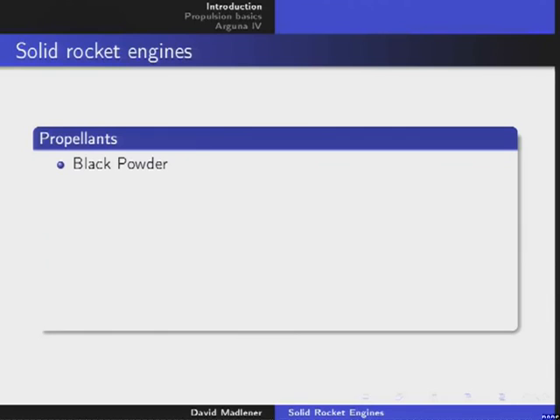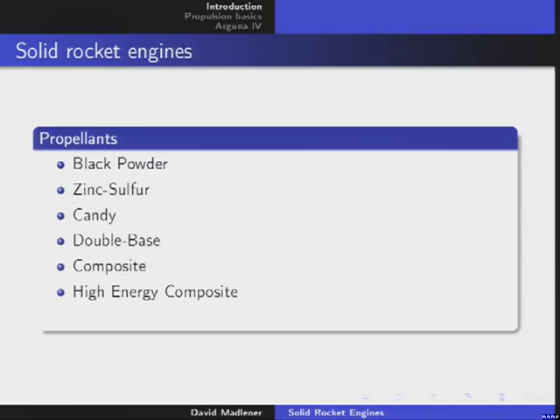Okay, so propellants. Black powder, everybody knows black powder. We'll talk about them in detail. Then zinc sulfur was used in the 60s up to the 90s. Nowadays, not, well, it's used by amateurs. Then candy, that's what we use. Right? You can eat it, but it won't taste very good. And double base, which is military standard since a long time. Today, mostly all used fuels are composite fuels.